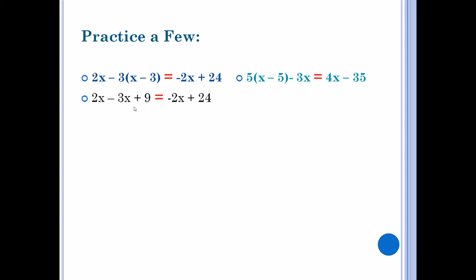with the other half. All right, I have 2x take away 3x. So we've got to group up our x's, so combining like terms, and 2 take away 3 is negative 1. And so I'm just going to write negative x because it's assumed that there's a 1 there. If you put a 1 there, that's totally fine. No one's going to get mad at you today. So we have negative 1x plus 9 equals negative 2x plus 24.